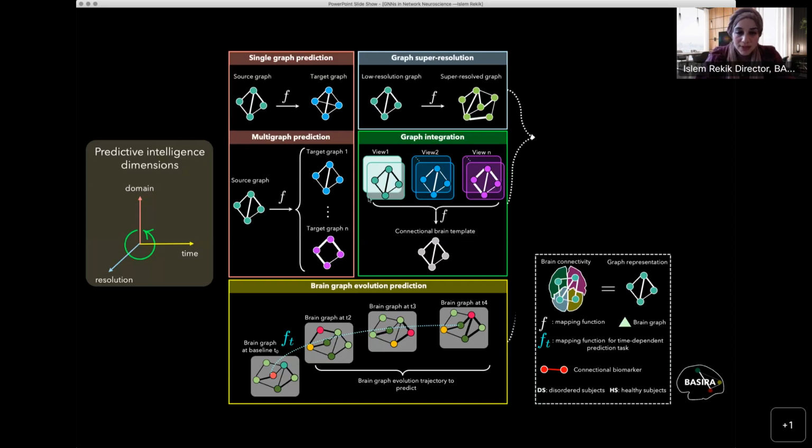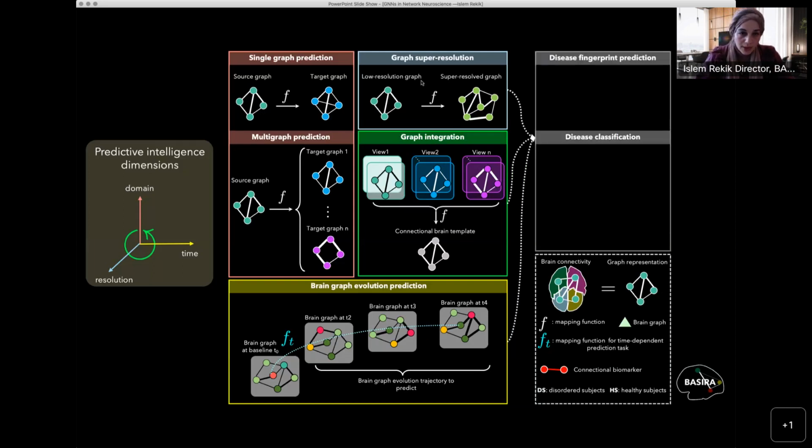So now using this template-based learning, we can use it for graph super resolution learning, multi-domain, cross-domain prediction, and also time evolution. So you can always use templates to improve the quality of the training of your network.